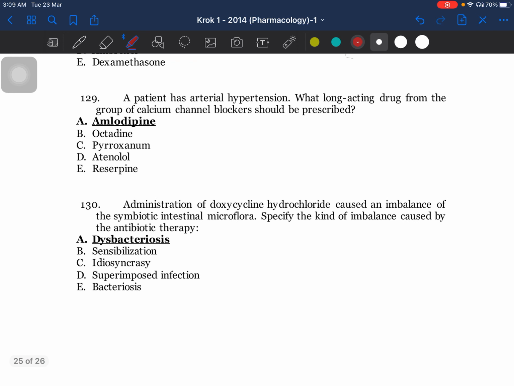Now let's move to the next question. The next question is also a direct question. I have told you earlier in the previous question where we talked about the antihypertensive drugs. I told you there that under the calcium channel blockers we have amlodipine. Okay.